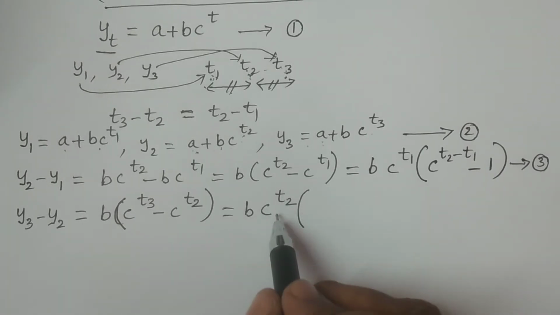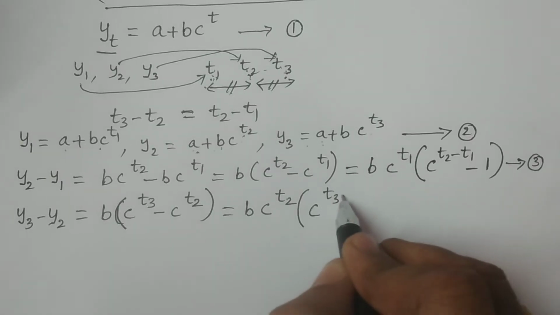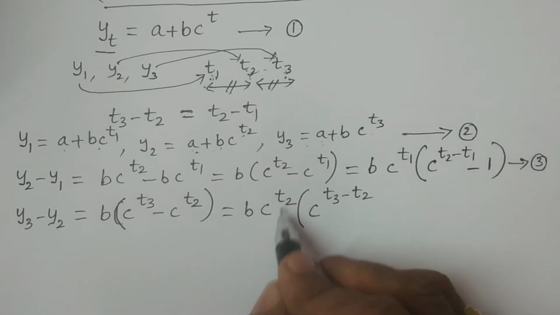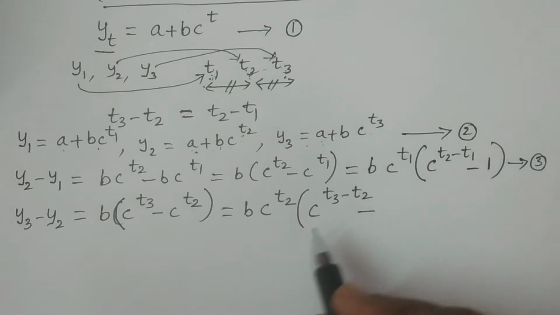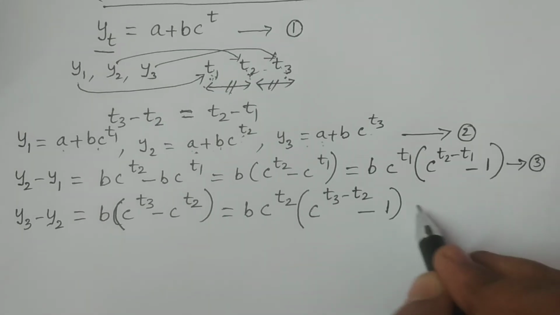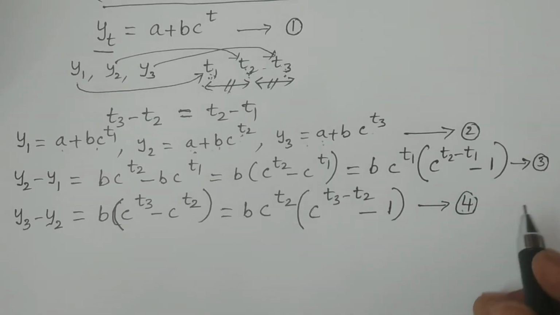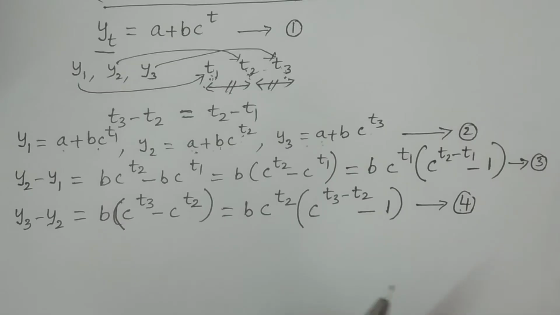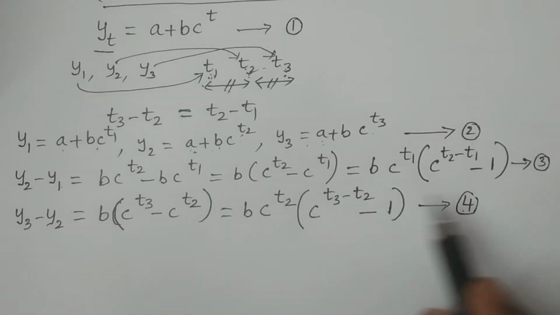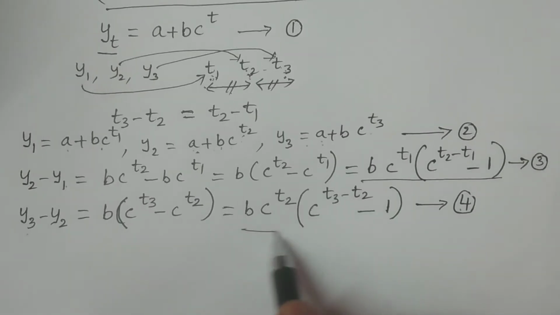If you consider c power t2 is common, then c power t3 minus t2, so minus t2 plus t2 will get cancelled, minus c power t2 we have taken common, hence it is 1. So let you consider it's 4. So this is 3, this is 4. Two results we have obtained. y2 minus y1 is this, and y3 minus y2 is this.